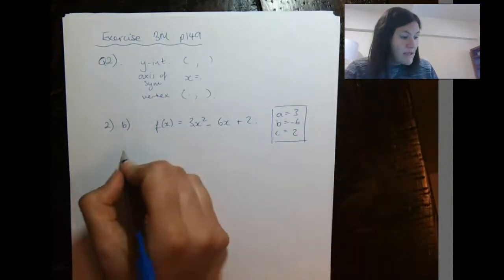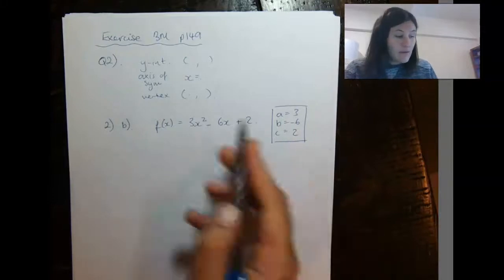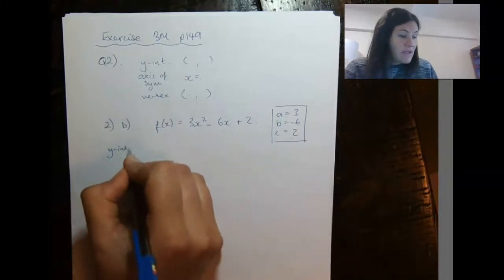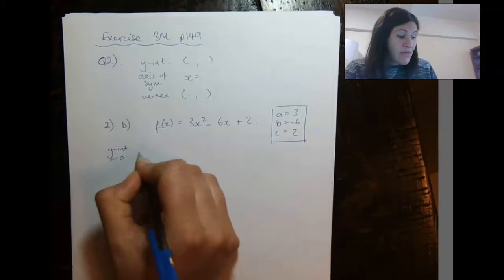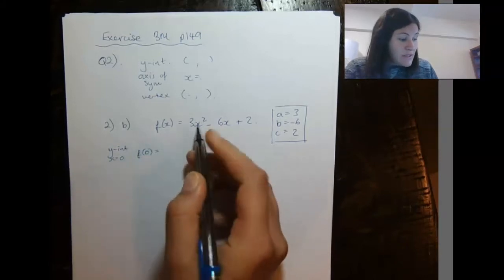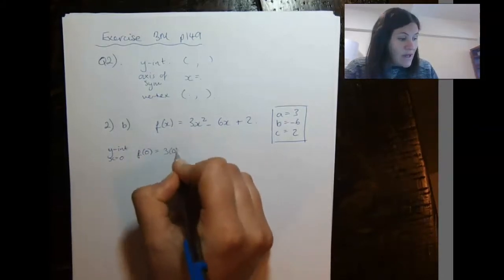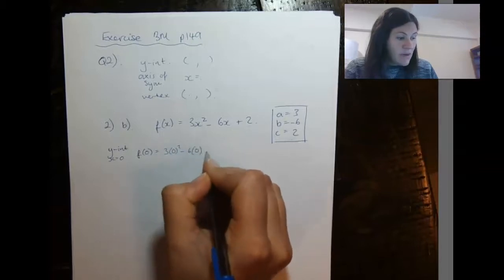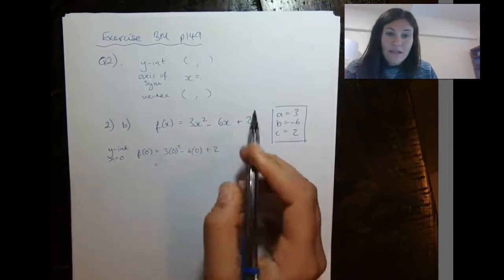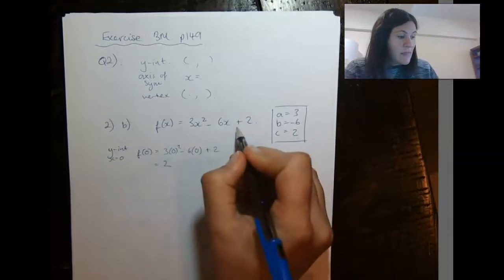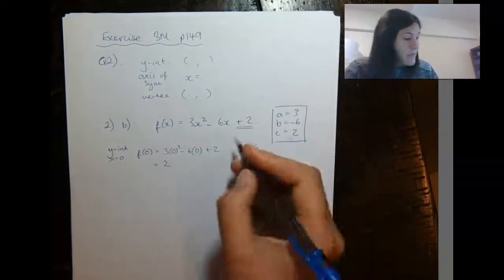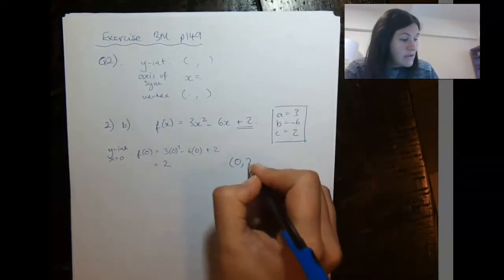Okay, so y-intercept, that's always just c. Remember the y-intercept is just when x is 0, so it's f of 0. So if I substitute that in, I get 3 times 0 squared minus 6 times 0 plus 2. It always just comes out as the value of c. So the coordinates there are 0, 2.